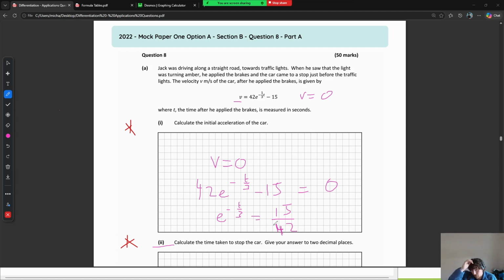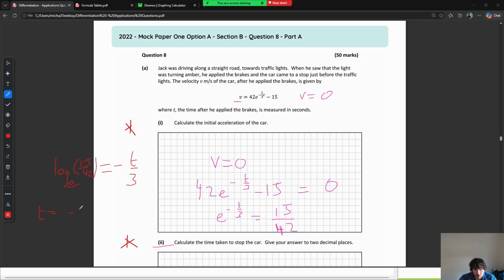15 over 42. And then obviously t is in the power, so we're going to need logs here, aren't we? So then the base here is e, so the base of the log will also be e. The whole point of logs is to get the power on its own. And then that just leaves one slot here for the 15 over 42. And then we multiply both sides by minus 3, we bring the 3 up and just change the sign. I'm sure everyone can do that.